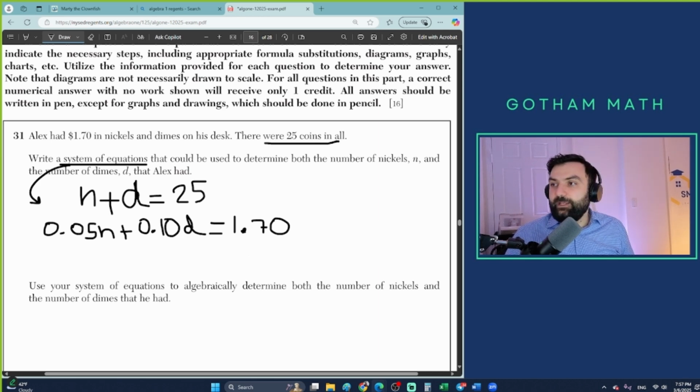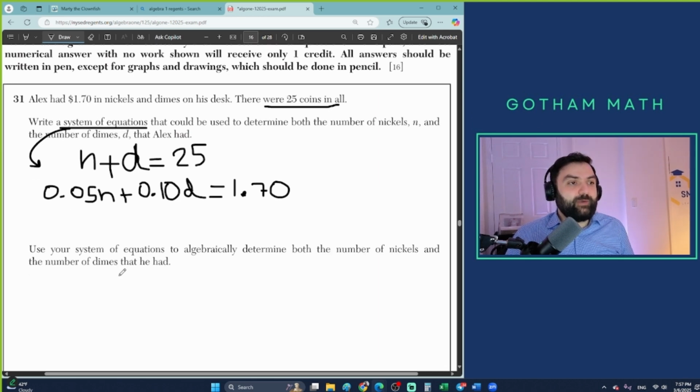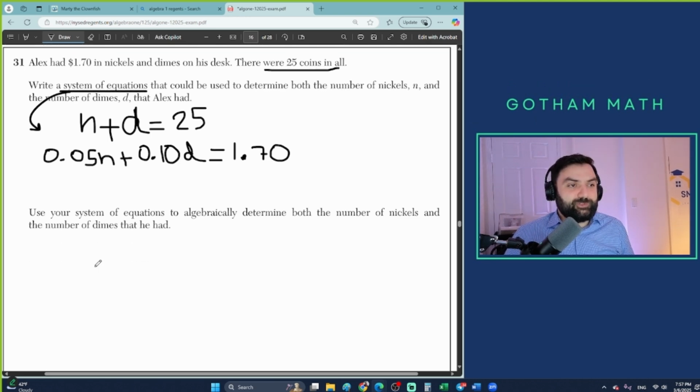Okay, and now we have to solve it algebraically. Let me copy down the system and then I will show you what will be an easier way to do it. It's doable on the calculator, by the way, but they say algebraically. So algebraically means that you're not allowed to use a calculator to just find the answer. Otherwise, we'd find the intersection.